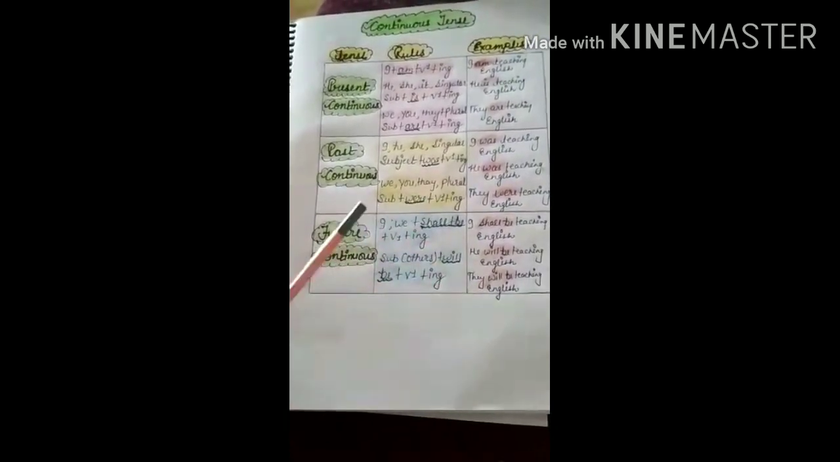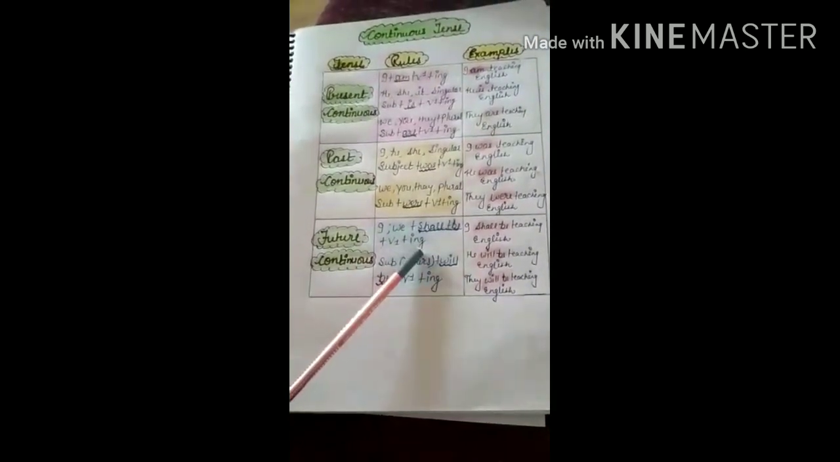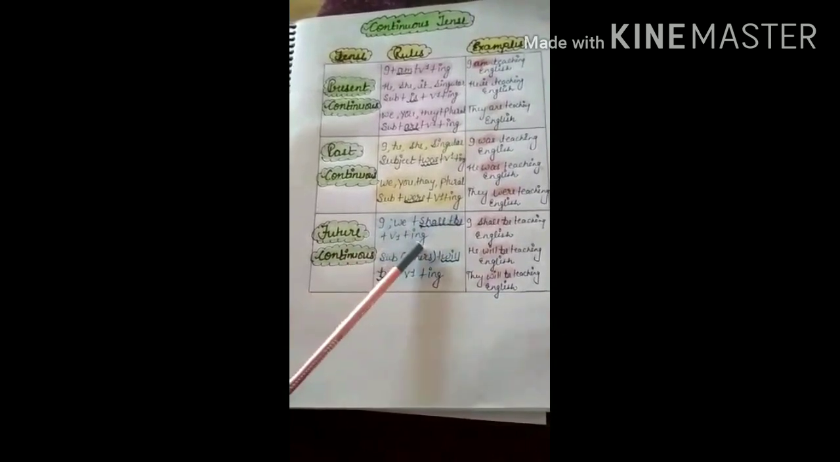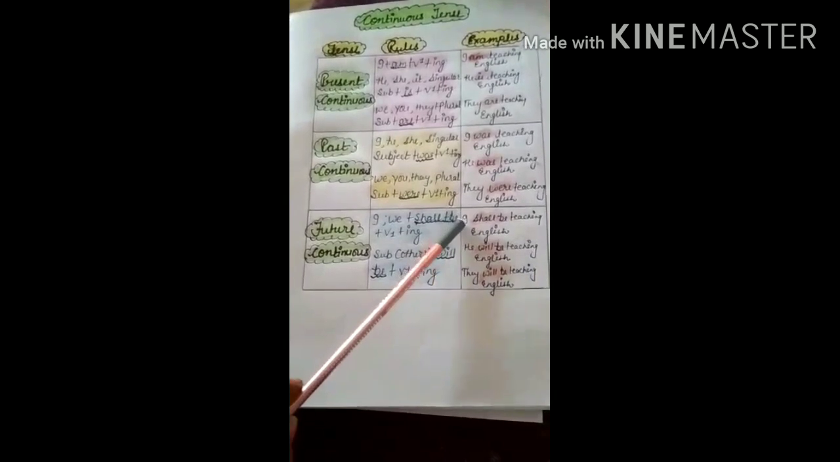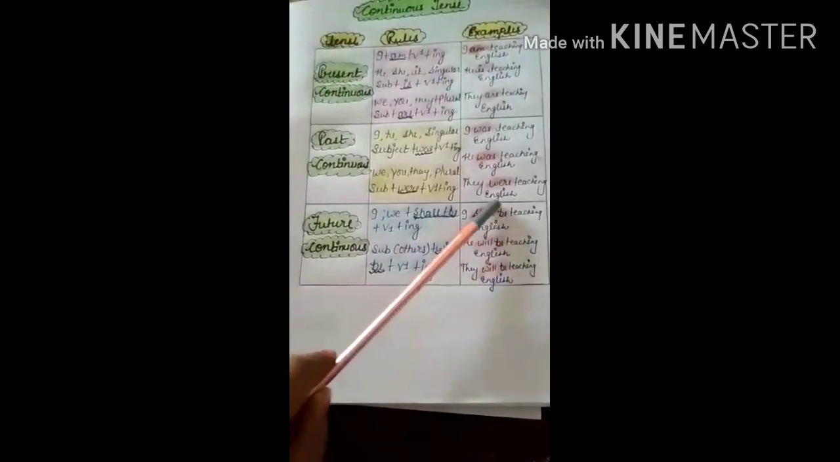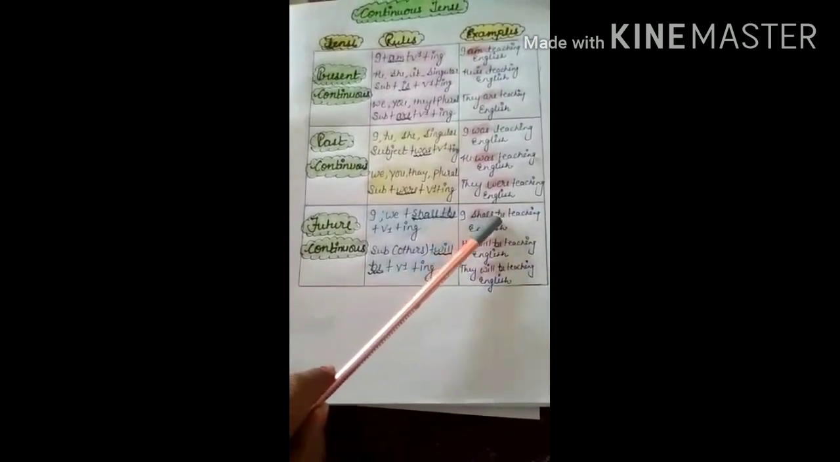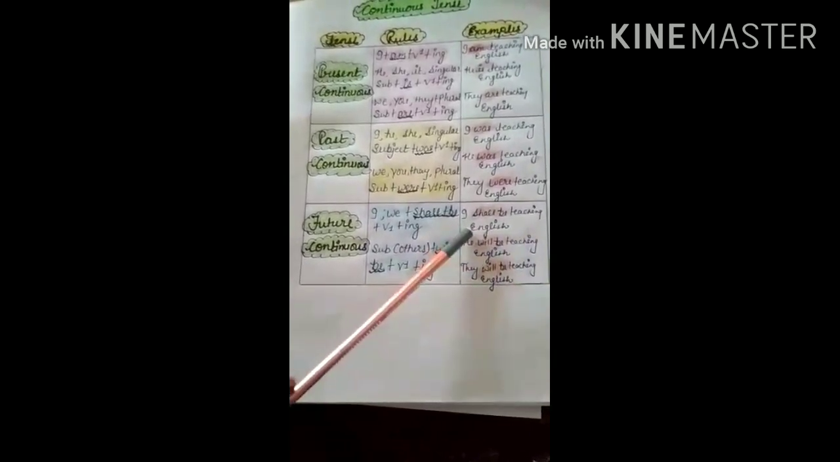Here is some rule. When the subject is I or we, we use shall plus be plus V1 plus ing. For example, I shall be teaching English. I subject, shall be. In future continuous tense, there is one thing to be remembered: we use be with shall or will. V1 plus ing plus object.